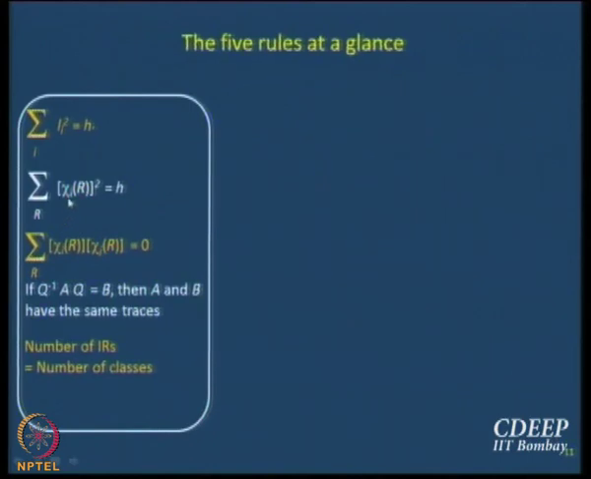These. First is the sum over i of l_i squared equals h. Second, the sum over R of the mod square of chi_i(R), remember, don't forget that we can have and we will have complex quantities, is equal to h. Third, the sum over R of chi_i(R) chi_j(R) equals 0. Here also you should write the complex conjugate, because there can be complex quantities. Then, same class means same character within the same irreducible representation. Finally, the number of irreducible representations is equal to the number of classes.